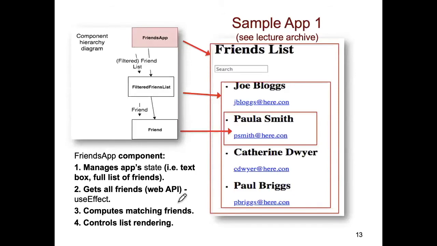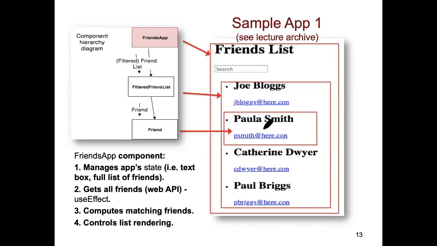Now, obviously I need some examples to demonstrate this useEffect hook. So here's my little sample app. On the right, this is how the app will look. I get a list of my friends, and as I type into the text box, this list is going to be filtered. That's the behavior. The list of friends is going to be coming from the random user web API that we came across in week 1 or 2.